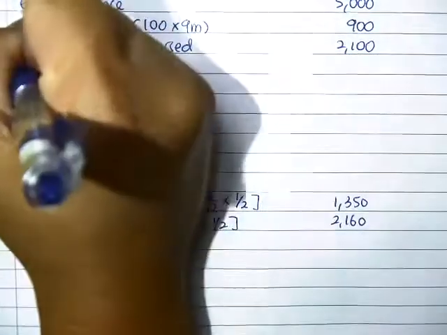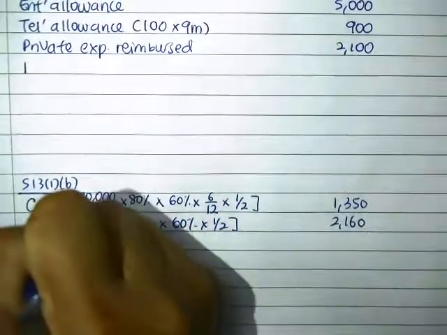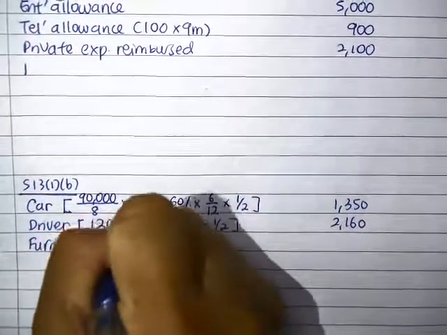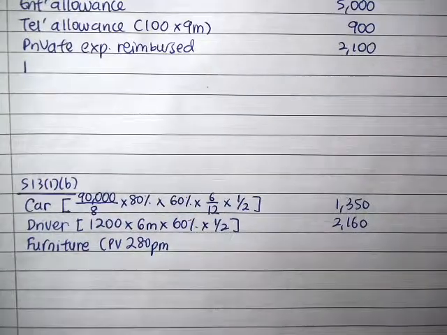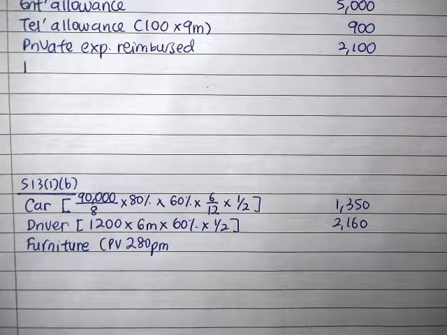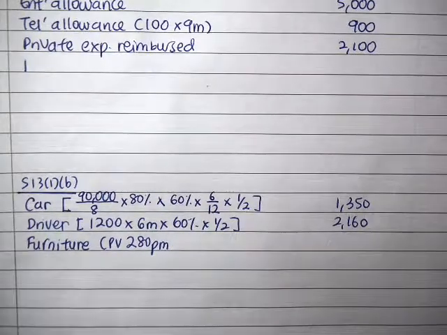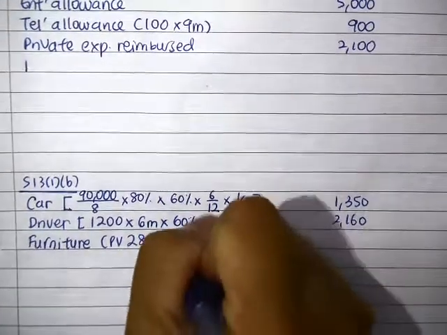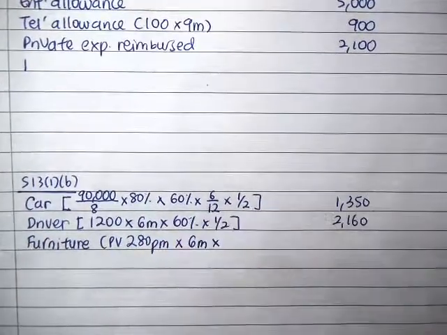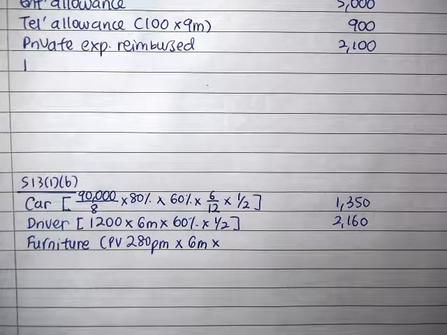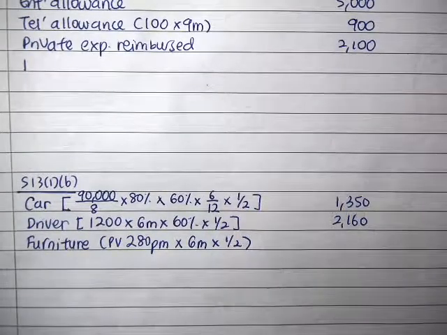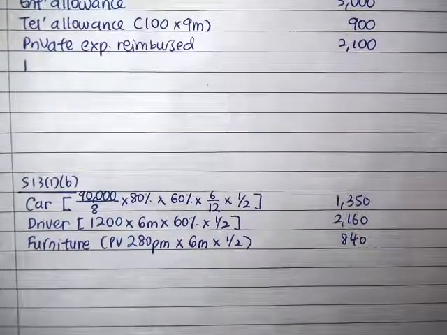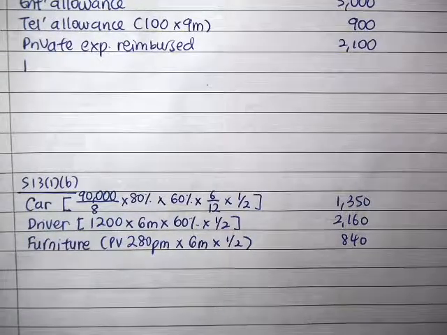Okay, fully furnished. So fully furnished means you're going to get furniture. What's the PV for fully furnished? 280. Okay, I cannot remember, just look at the question. Alright, 280. Now, the 280 you multiply by how many months? 6 months, because withdrawn in June. The house is also shared, right? So once you share the house, then the furniture you share as well, right? So apportion by half. That's 840. Okay, right, next.